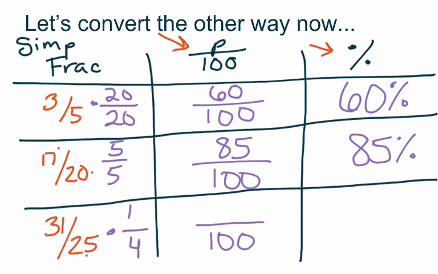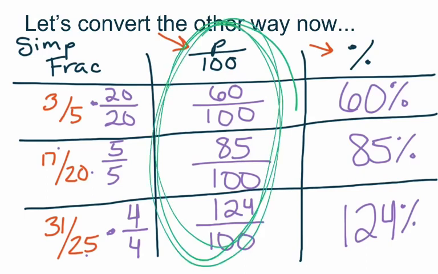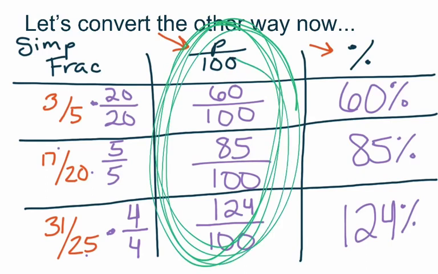So what I do to the bottom, I'm going to do to the top. So I'm going to multiply by 4 over 4. 31 times 4 would be 124 over 100, which makes this 124%. So the main step, if you can come away with anything from this lesson, is really this in between here. Anytime we're going from percent to fraction or fraction to percent, if we can get that over 100, that's going to make it a lot easier to convert between.